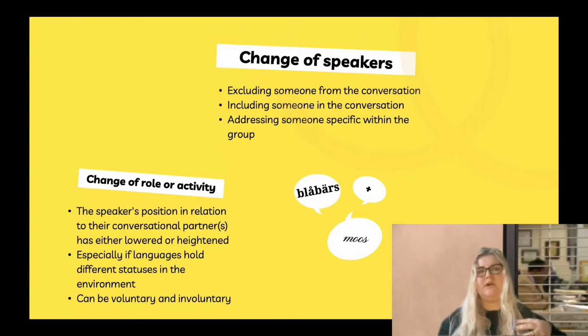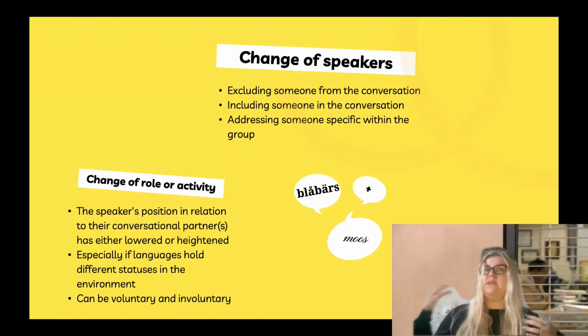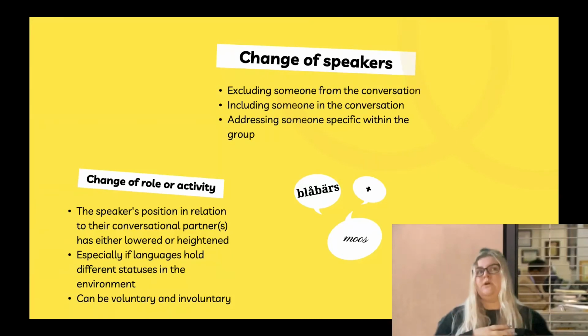And the opposite situation would be to include someone. Someone joins the conversation, and before that we might have spoken one language, but now that this person has joined and we want them to understand what we're saying, we switch, or we use some phrases that they might understand. And again, in a group situation, through excluding and including, we can also just address someone specific and refer to them.